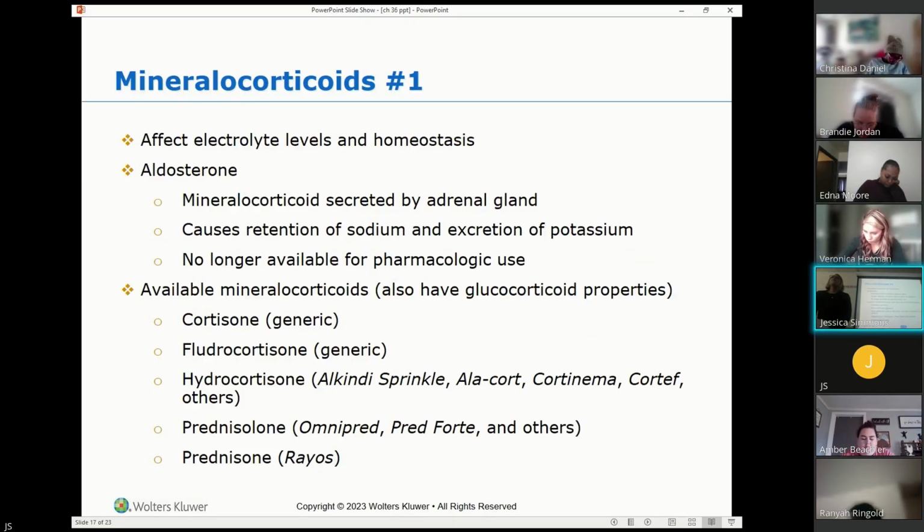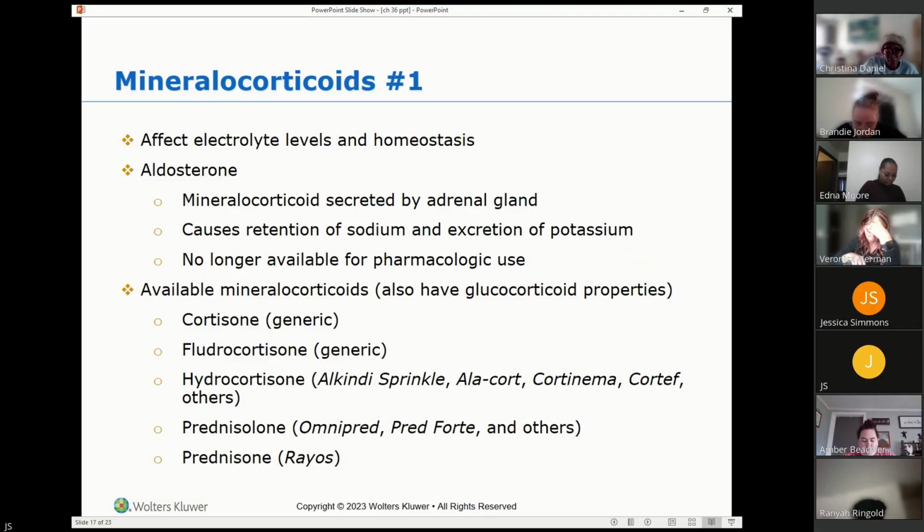For available mineralocorticoids, you have cortisone, fludrocortisone, hydrocortisone, prednisolone, and prednisone. So they all end in isone, other than prednisolone, because that's isolone. But they do end in isone.